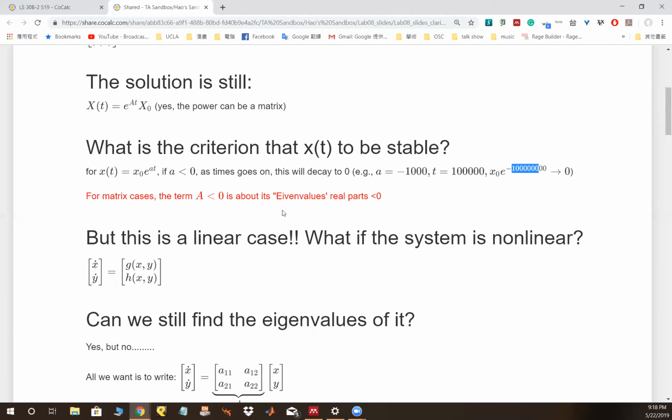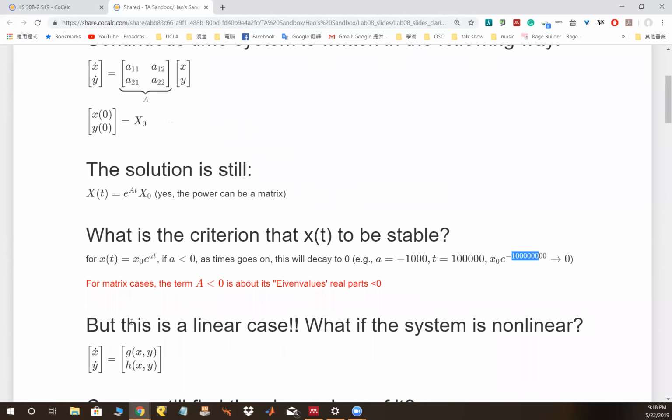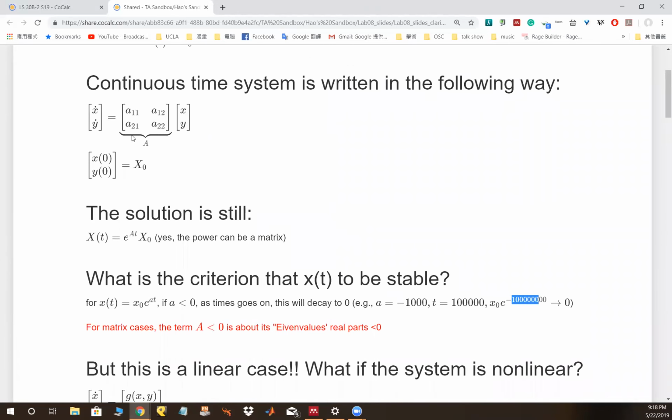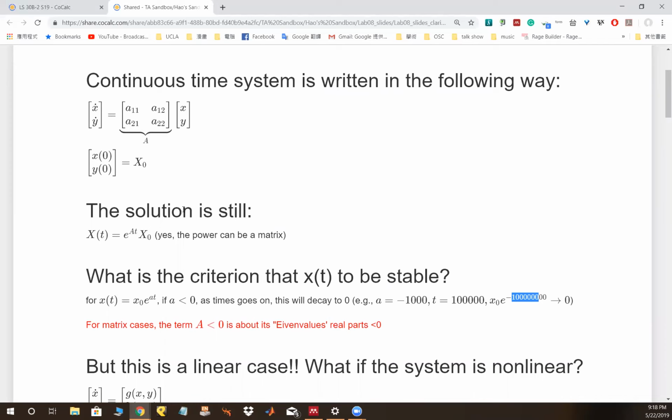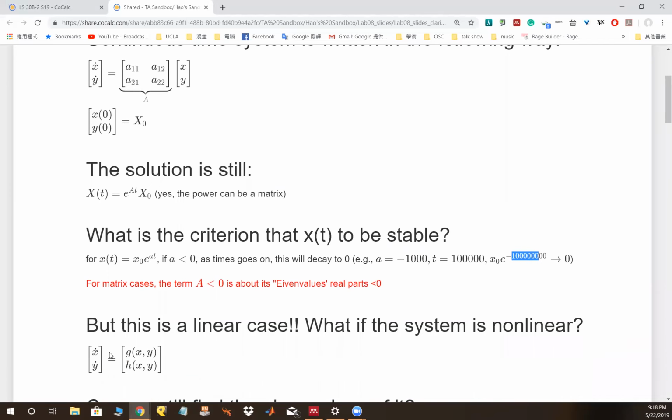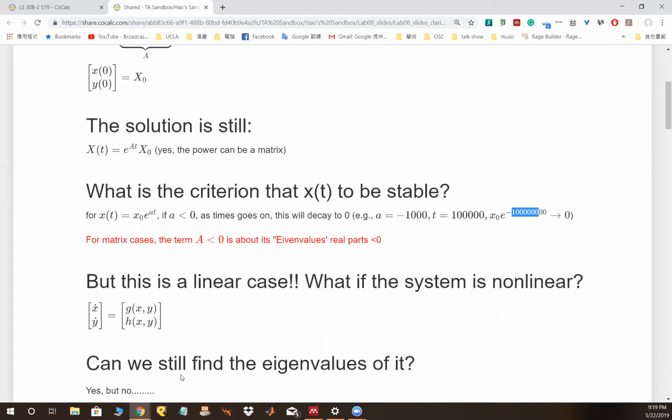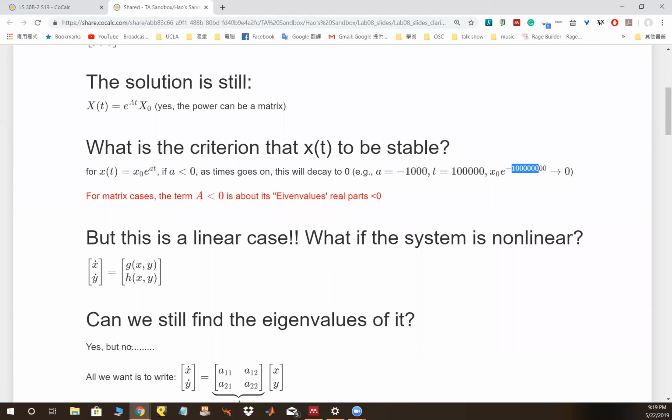You may say, okay, let's just find the eigenvalues like what we do here. You can just find the eigenvalues of the matrix, and then see whether the real part of the eigenvalues is less than 0: then stable, otherwise not stable. But that's not possible, because this equation here maps a vector to a vector, so it's not a matrix. A vector does not have eigenvalues. So what can we do? Can we still find the eigenvalues of it? The answer is yes, but no.